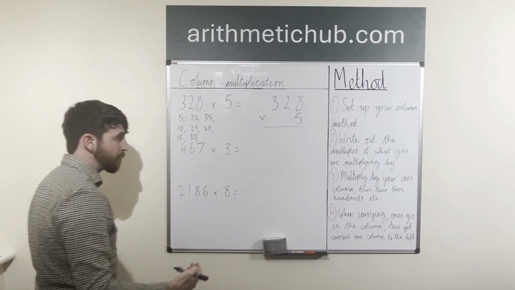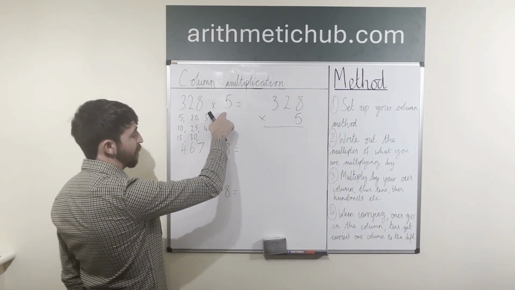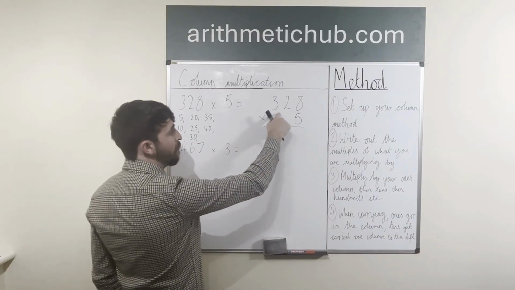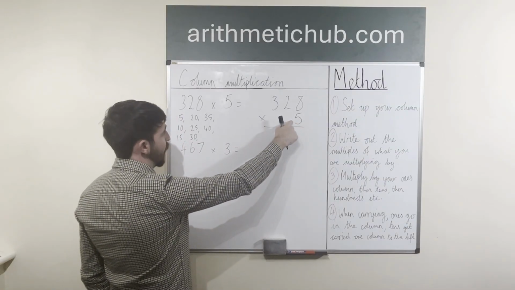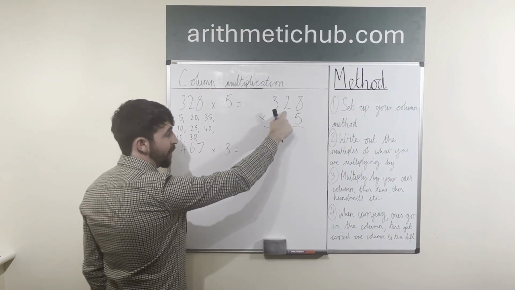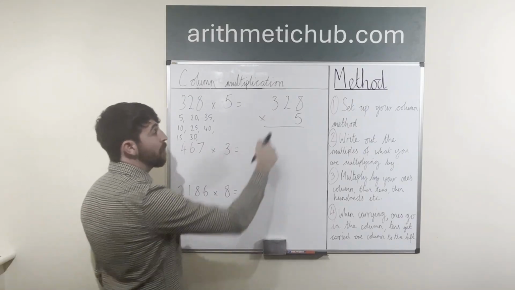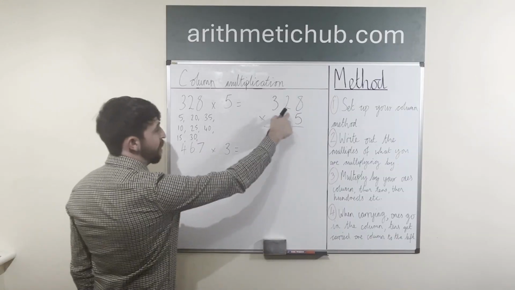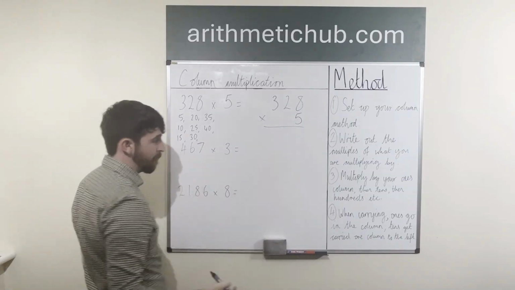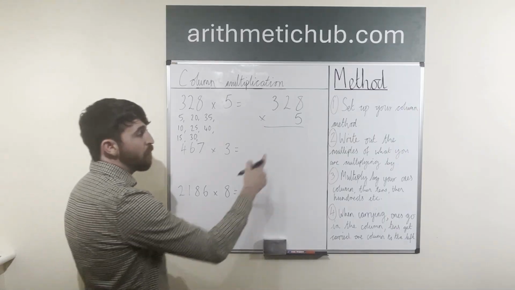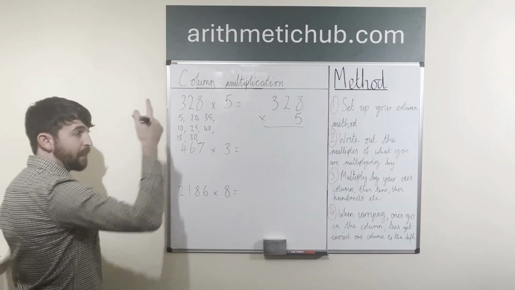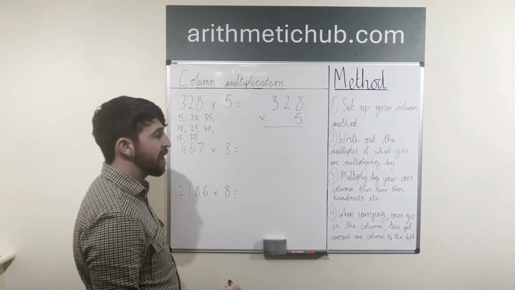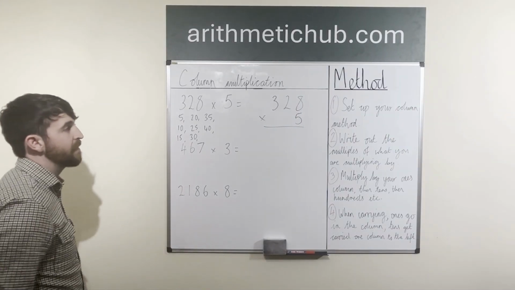Okay, so the reason why we write out the 5s as well is because all of these digits are going to be multiplied by 5. We're not going to write out our 8s and our 2s and our 3s. All of these are going to be multiplied by 5. So we start off by writing out the 5s because we're multiplying each of these by 5. Okay? So write out the multiples of what you're multiplying by. I've done that. Number 3 says multiply by your ones column, then your tens, then your hundreds.